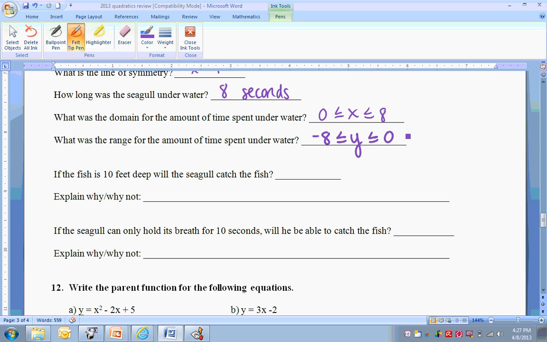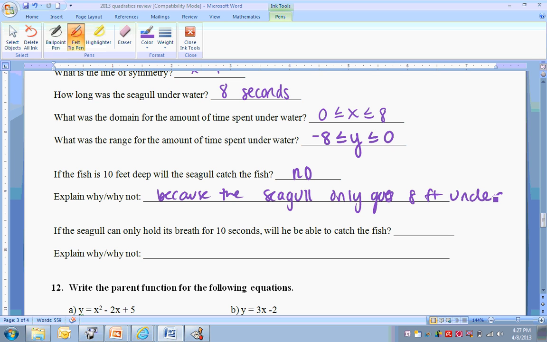Now they start asking us questions. If the fish is 10 feet deep, will the seagull catch the fish? Well, the lowest the seagull went was 8 feet. So no, it would never reach 10 feet deep. So the answer is because the seagull only goes 8 feet under.